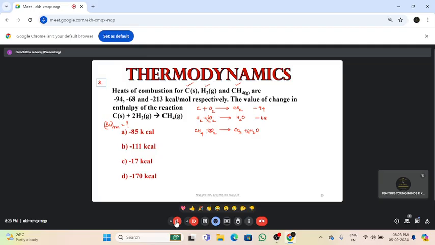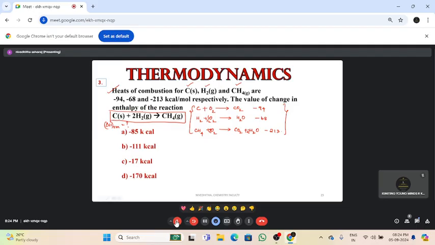So what is the heat of combustion of methane? It is minus 213. Is that clear? Do you have any doubt? Okay, fine. Now we have written the data in terms of equations. Now we have to arrange all these 3 equations accordingly to come up with this new equation. So how to come up with this equation?